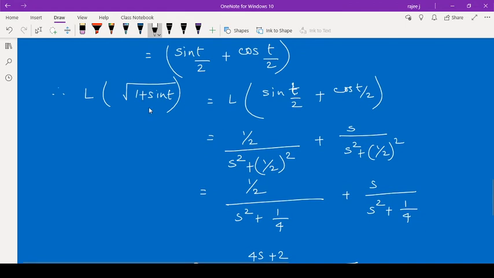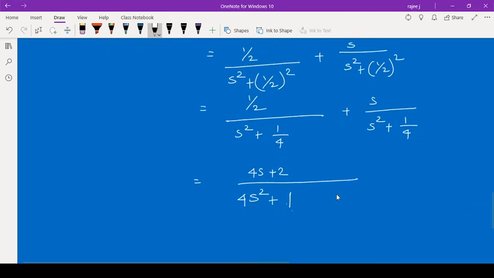Means already you had this one. I think we did it once or twice. Okay, so just simplifying that one, you will get it as 4s plus 2 upon 4s square plus 1. This is what L of under root of 1 plus sine t.